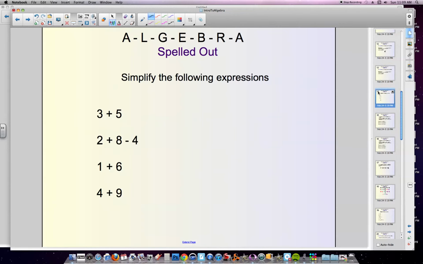We can have expressions with numbers other than 1. We could say 3 plus 5. That's an expression, right? That is the same thing as just 8. This is 3 ones, and this is 5 ones, so that's a total of 8 ones. And this is 2 ones and 8 ones, well, that's 10. And then this says, hey, but take away 4 of those, so this equals 6.